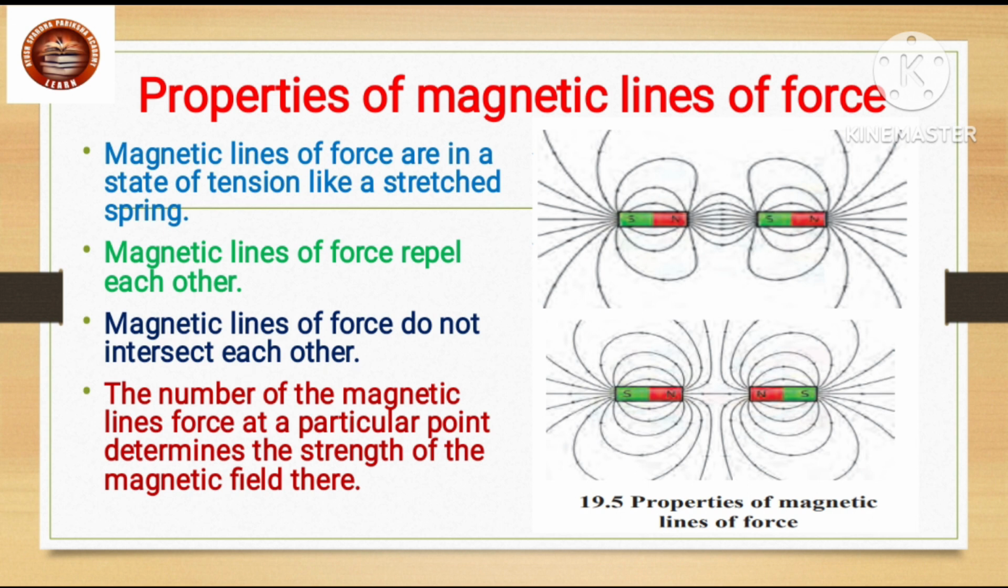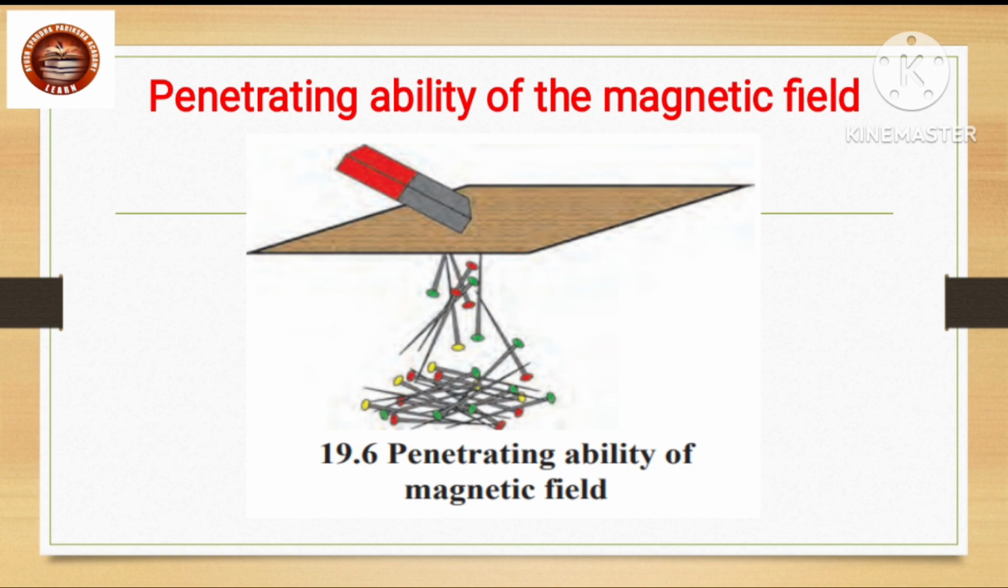Magnetic lines of force are in a state of tension like a stretched spring. Magnetic lines of force repel each other. Magnetic lines of force do not intersect each other. The number of magnetic lines of force at a particular point determines the strength of the magnetic field there. Penetrating ability of the magnetic field.